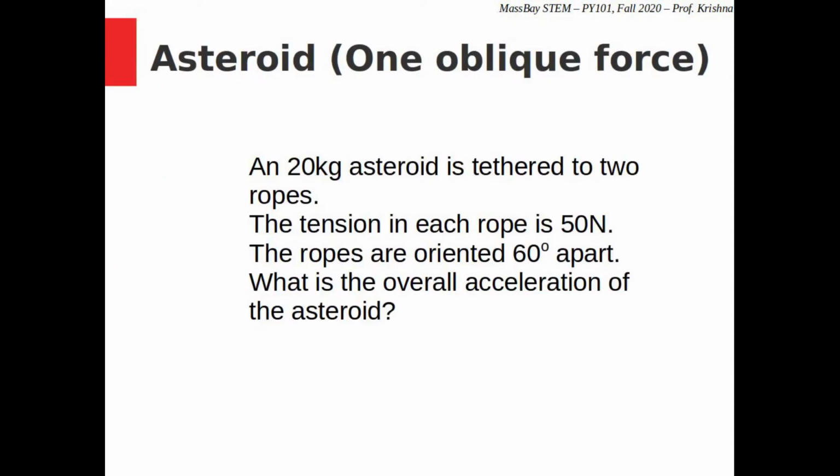Here's an example. A 20-kilogram asteroid is tethered to two ropes. The tension in each rope is 50 newtons. The ropes are oriented 60 degrees apart. What is the overall acceleration of the asteroid?